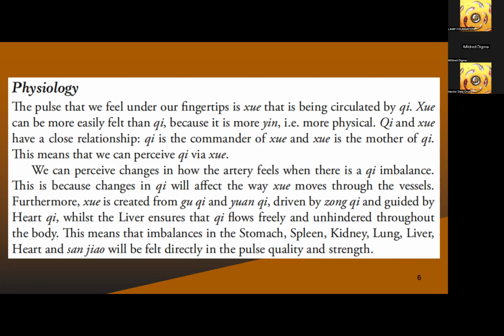Blood is created from Gu Qi and Yuan Qi, original Qi, di ba? Driven by Zong Qi and guided by Heart Qi, whilst the liver ensures that Qi flows freely and unhindered throughout the body. This means that imbalances in the stomach, spleen, kidney, lung, liver, heart, and sanjiao will be felt directly in the pulse quality and strength.